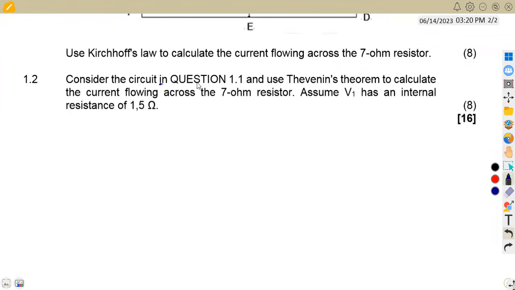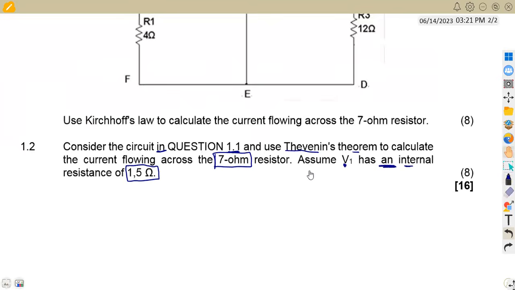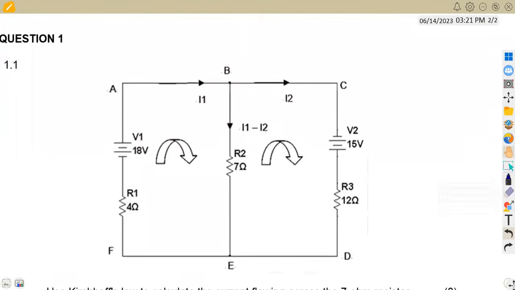Consider the circuit in question 1.1 that we had. Use Thevenin's theorem now to calculate the current across the same resistor, which is the 7 ohm resistor. Assume that V1 has an internal resistance of 1.5 ohms. So take note that V1 now has an internal resistance.